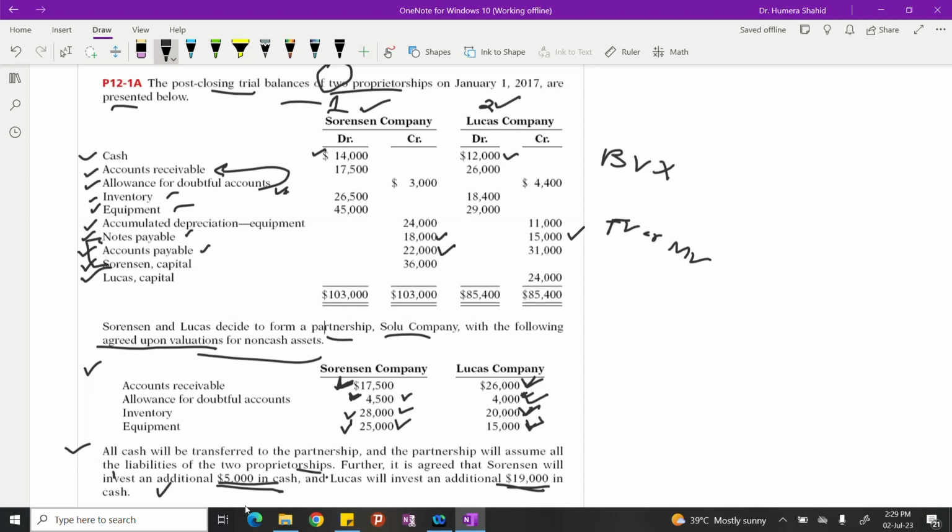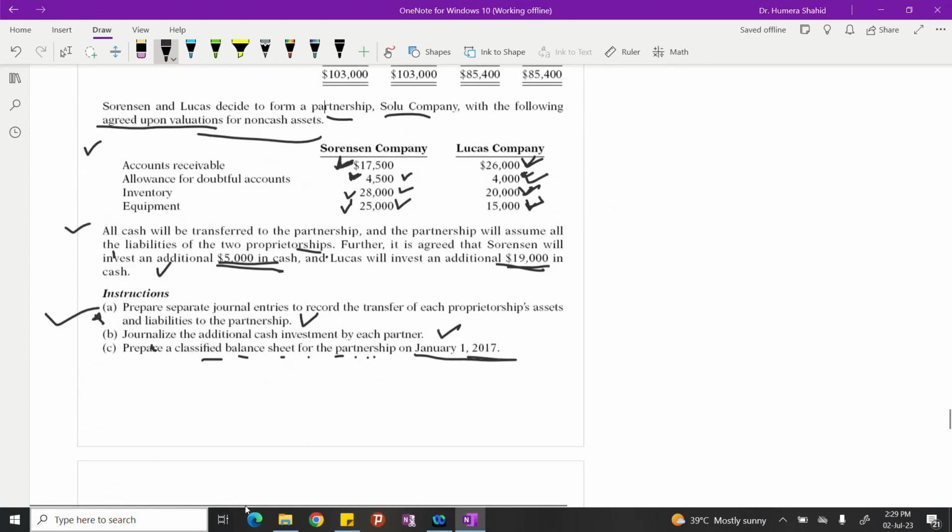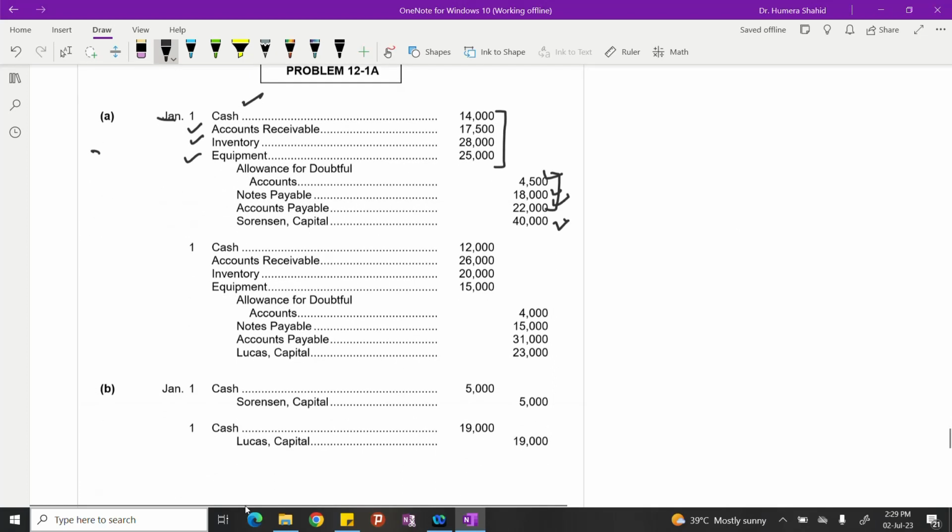He also brought notes payable of 15,000, and he brought accounts payable of 31,000. Do remember, all the assets have a normal balance of debit and liabilities have a normal balance of credit. By this time you all should be experts in knowing this. So let's check out the journal entry for Lucas.